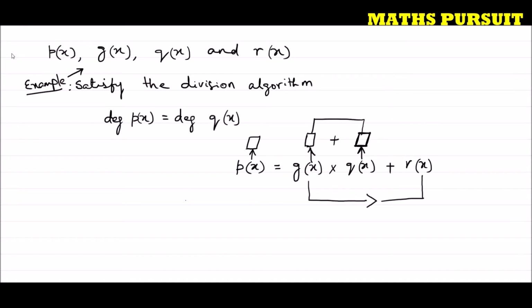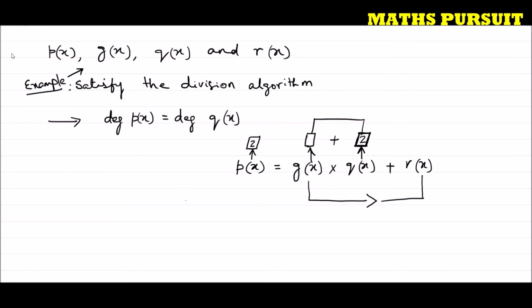Now let's say we want the degree of p(x) to be 2. As per our question, the degree of p(x) is equal to the degree of q(x). So if we want the degree of p(x) to be 2, then the degree of q(x) should also be 2, because this is what is being asked in the question.